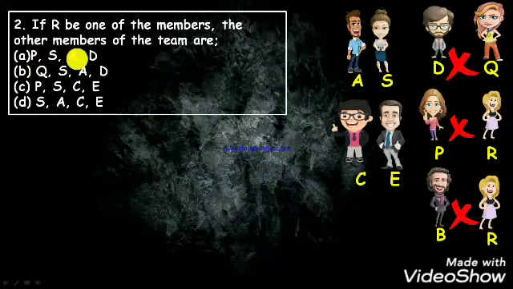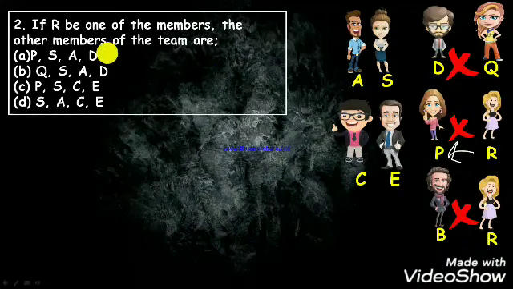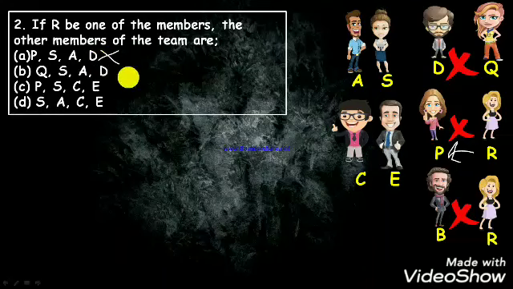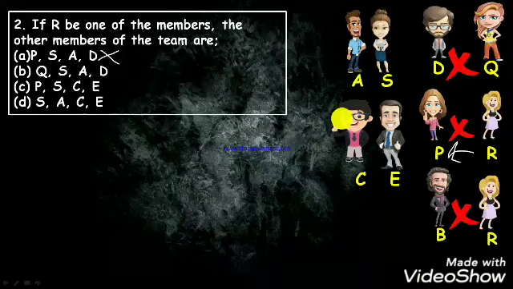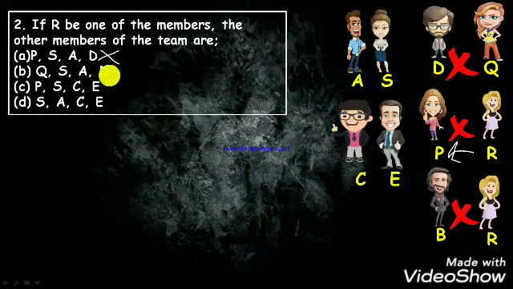Now let's consider our first option, PSAD. In PSAD you can already see that R has an enmity with P, so the first option has been eliminated. Now let's consider our second option, QSAD. First of all, R has an enmity with P, and R is an enemy of B also. So let's consider our second option again, sorry.